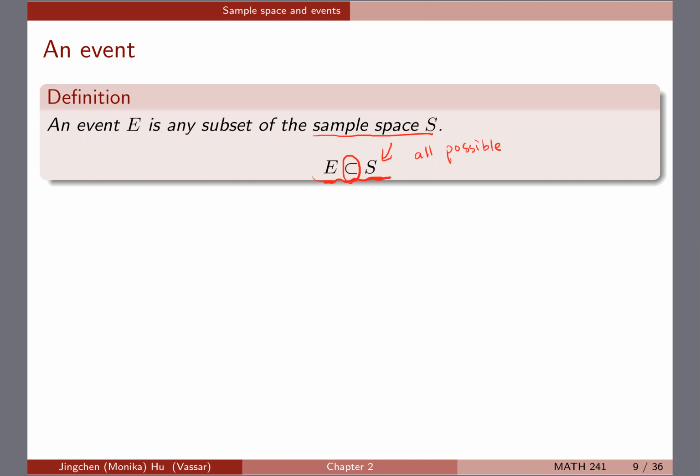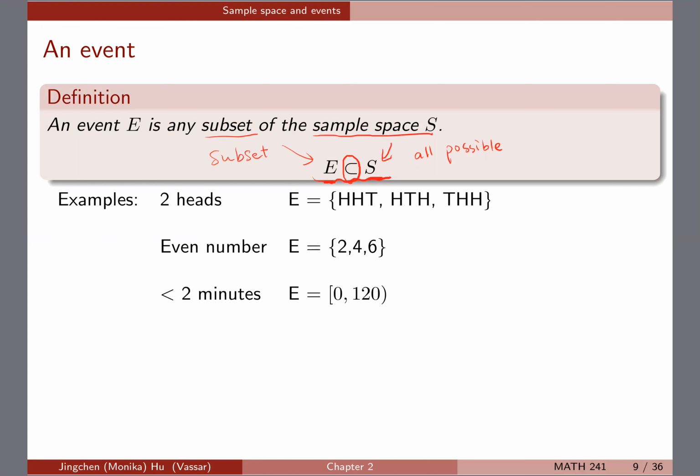Whereas E is just a subset. It can be all of them, but it can also be empty and anything in between. Examples here. If you are looking at, remember that we are doing 3 coin tosses, and we have listed the sample space, which I think has 8 possible outcomes.